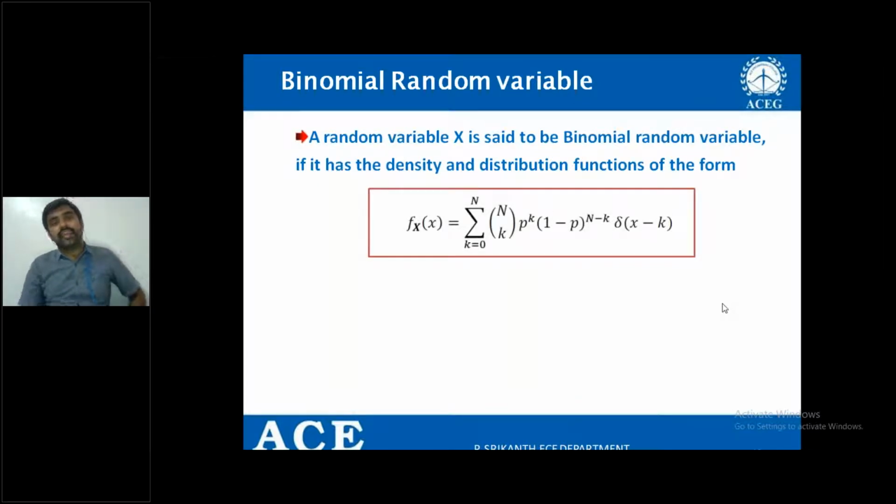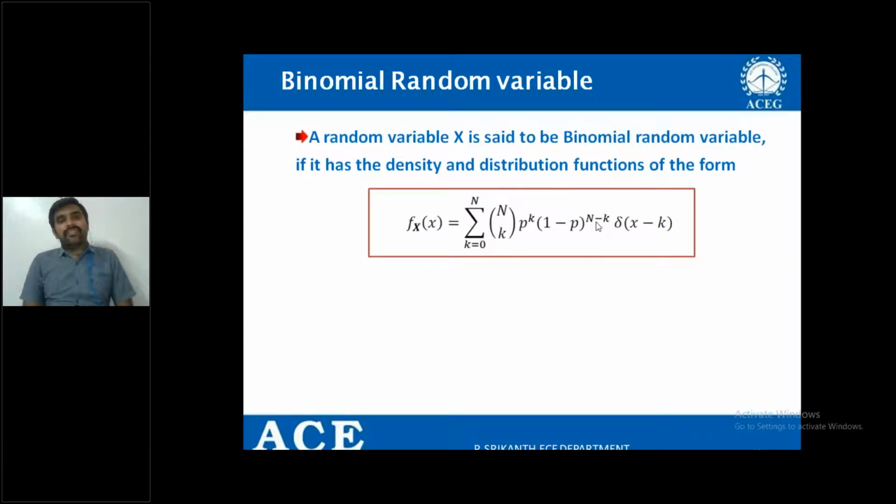which form? f_X(x) equal to summation k equal to 0 to n nCk p^k (1 minus p)^(n minus k) times delta of (x minus k). Why am I writing delta of x minus k? Because the random variable is a discrete random variable. Therefore, the coefficient of this particular unit impulse function represents the probability value. Which probability value? Here, P of x, right?